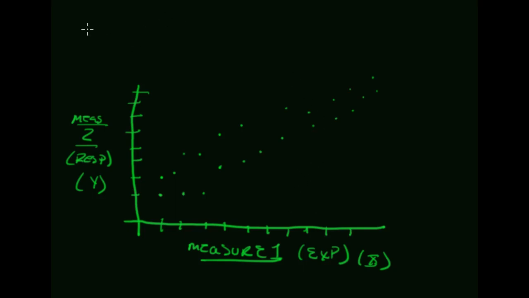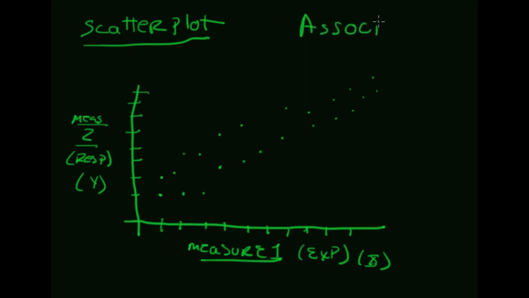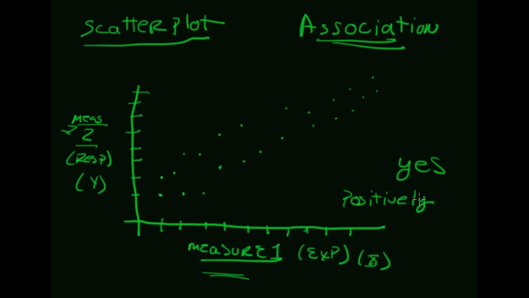This gives me an opportunity to examine something that we call association. Association means, does this variable and this variable have some sort of seeming association? And in this scatter plot, we would say yes, these seem to be associated, and in fact, they seem to be positively associated. Positive association means that as the one gets bigger, so does the other, or vice versa, as the one gets smaller, so does the other. We don't necessarily know which one's causing which, or if they're being caused at all.